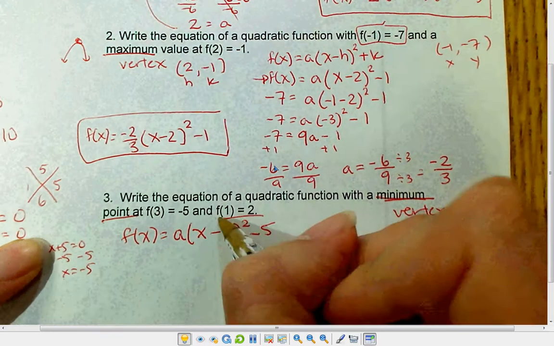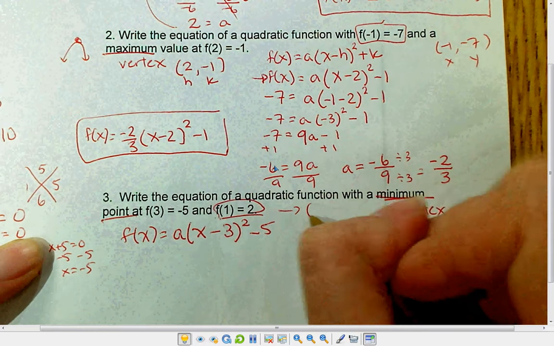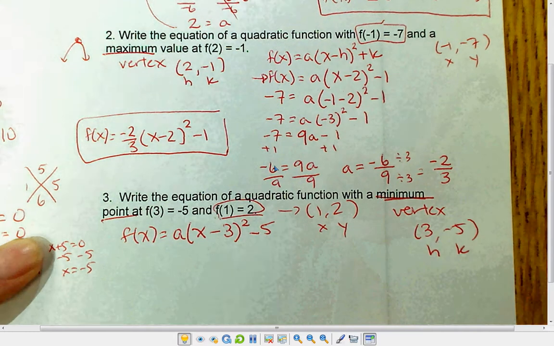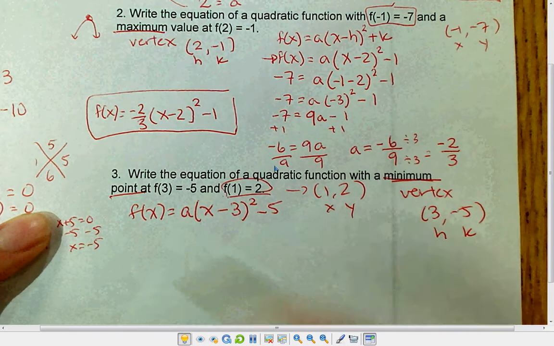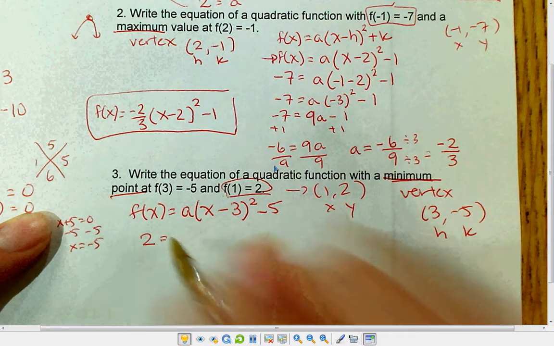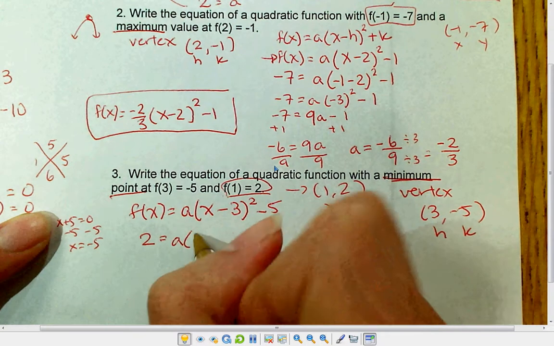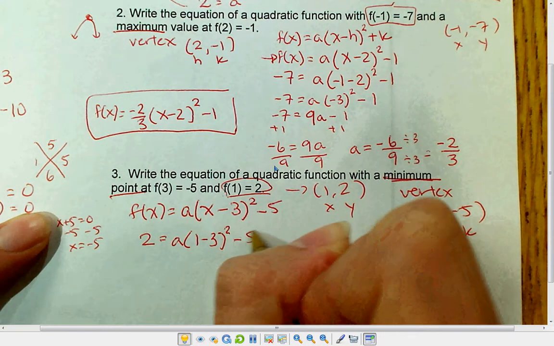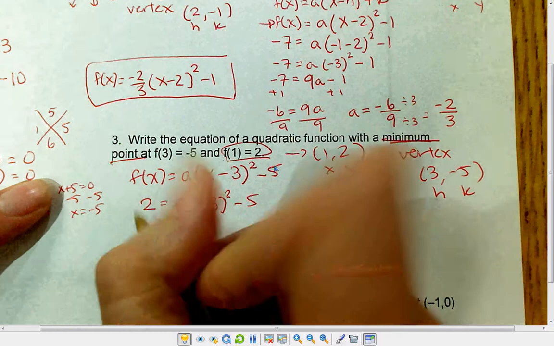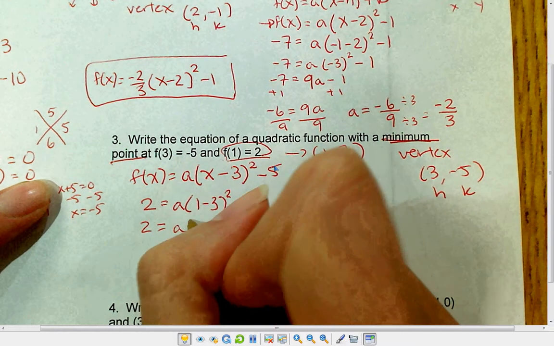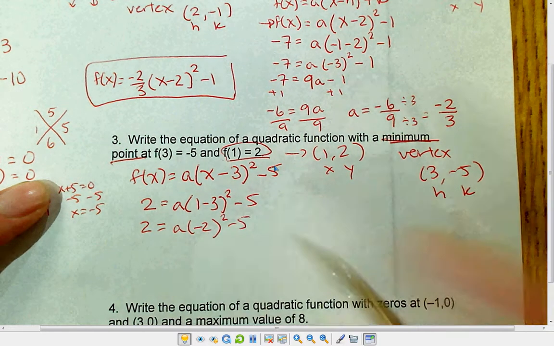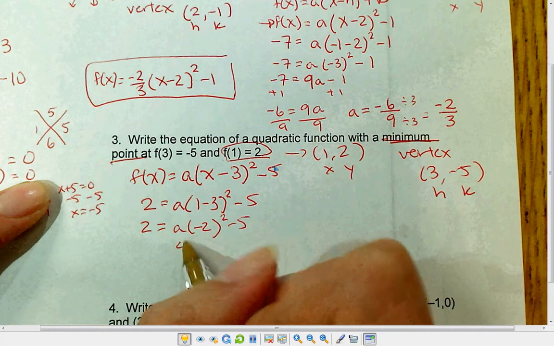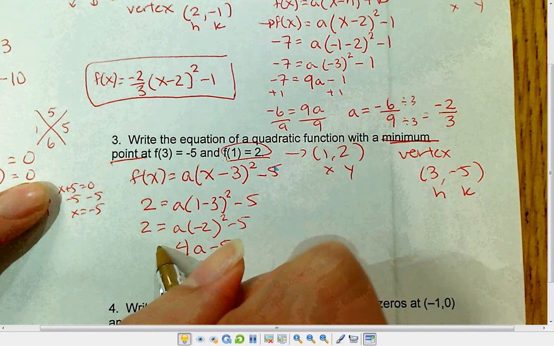And now we have our other point, so we have 1, 2, which are my x and my y, and what I'm going to plug in to solve for a. So y is 2, so that goes over here. X is 1, and again, following order of operations, I'm going to simplify and solve. So 1 minus 3 is negative 2. Negative 2 squared gives me 4, so 4a minus 5 is equal to 2.